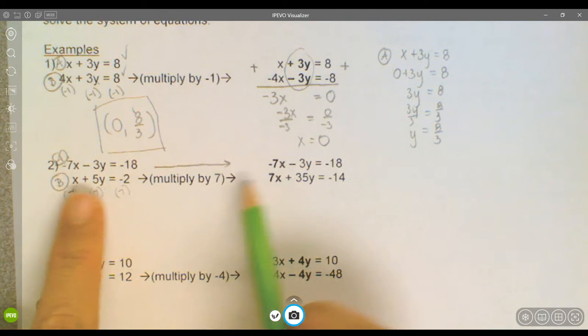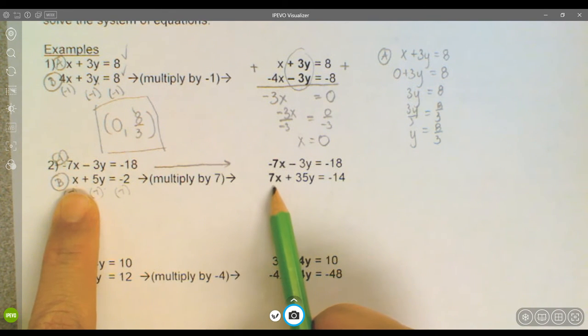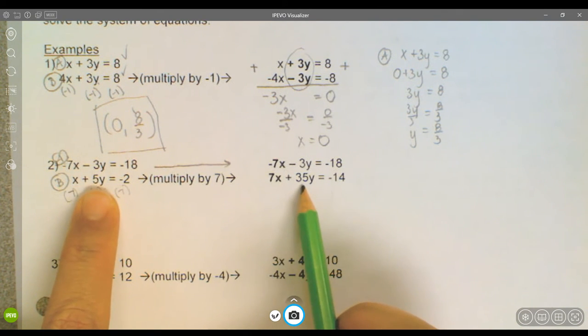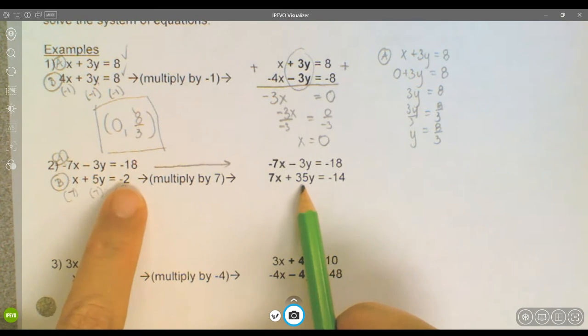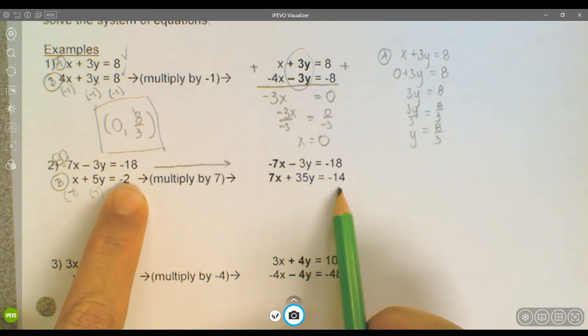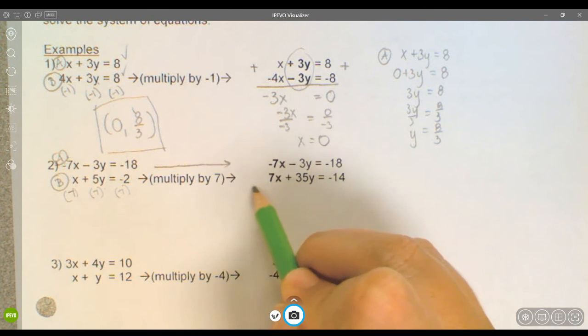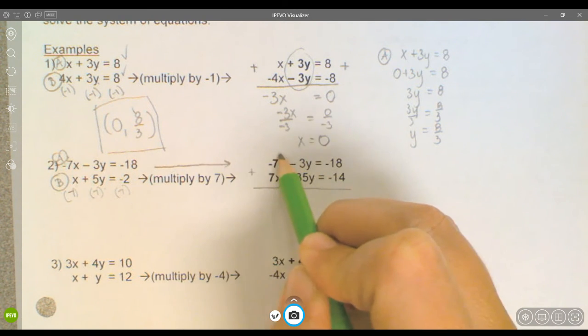The bottom equation we multiply by 7. X times 7 is 7x. 5y times 7 is 35y. Negative 2 times 7 is negative 14. So here it is. And now we're going to add.